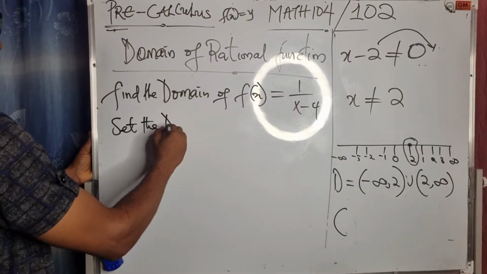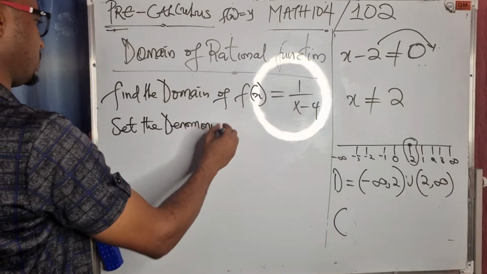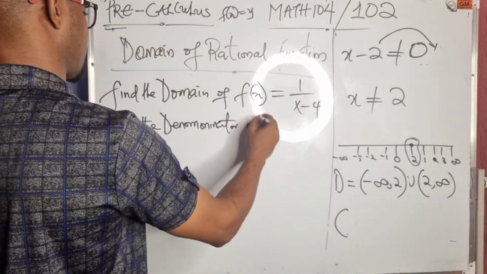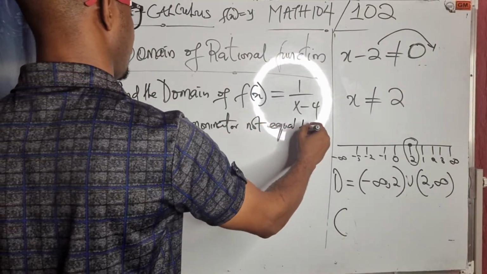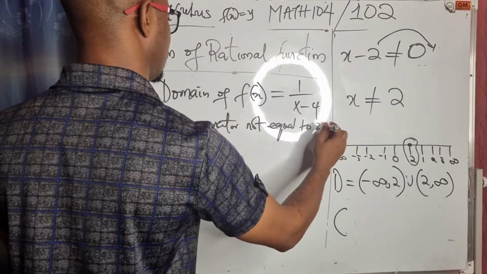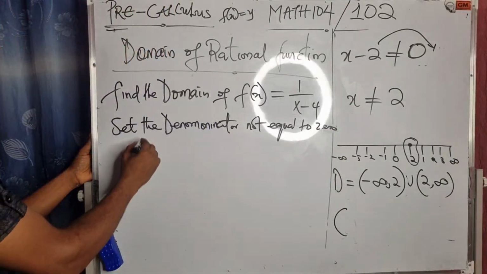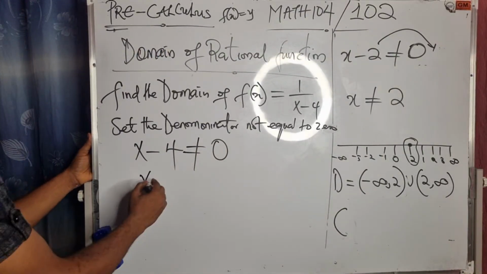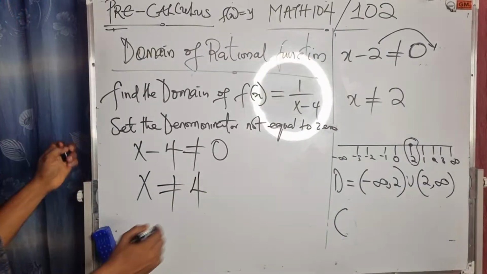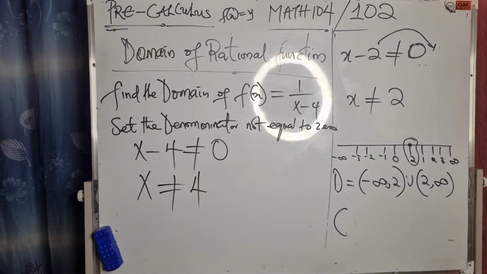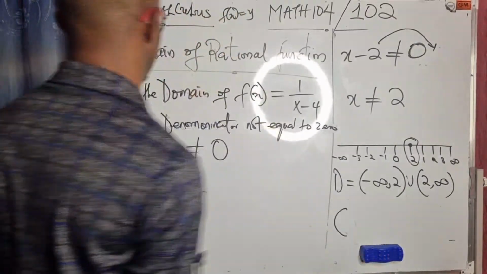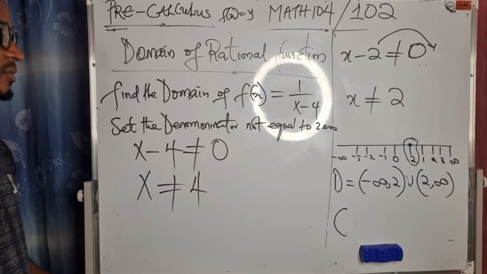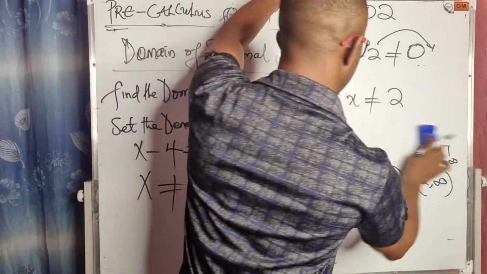Set the denominator not equal to 0. Meaning x minus 4 must not be equal to 0. So that means x is not equal to what? To 4. So that means the values of x that are permissible in this function are all real numbers except what? 4.